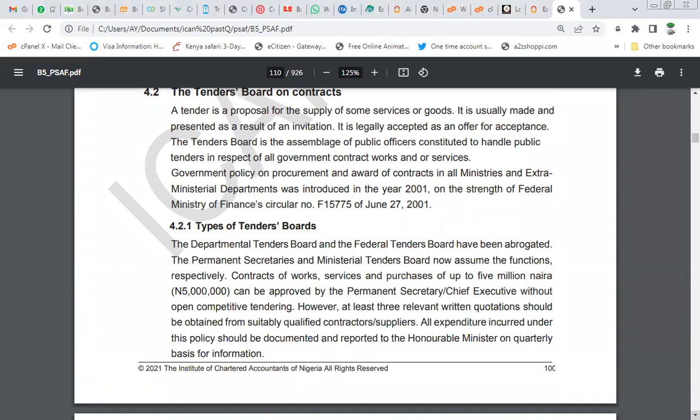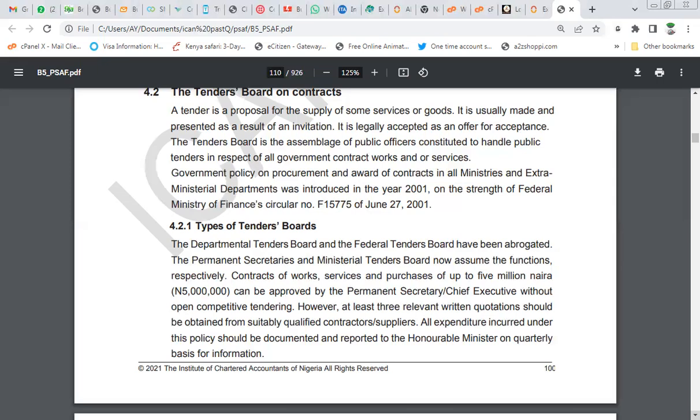So let's talk about the tender boards. Now, as you can see, the tender is a proposal for the supply of some service or goods. It's usually made and presented as a result of an invitation. So before you can submit a tender, it is strictly a proposal. When a contractor comes to your company, he wants to supply you goods or sell an item, for instance, computers. What you tell the contractor to do is to go and bring his proposal. That proposal will contain every information about the item he wants to supply and every information about the contractor itself. So that is all the tender is. It's a proposal.